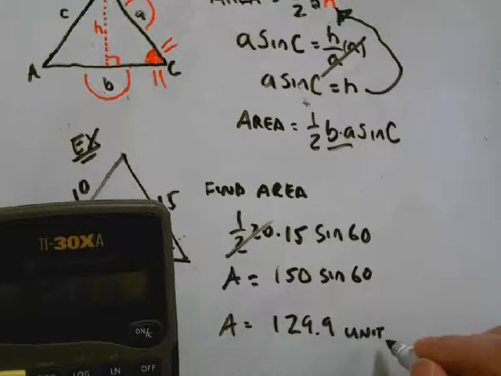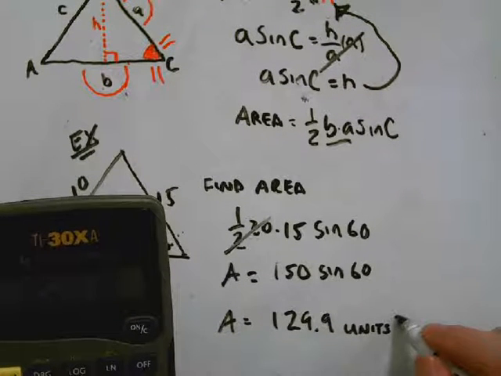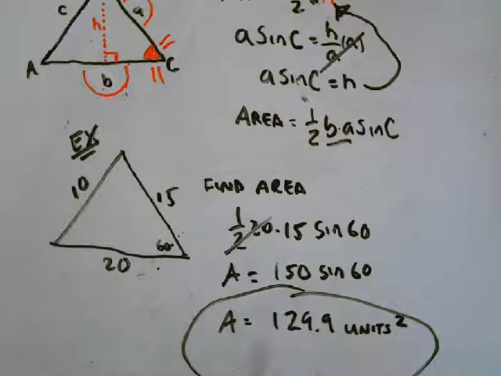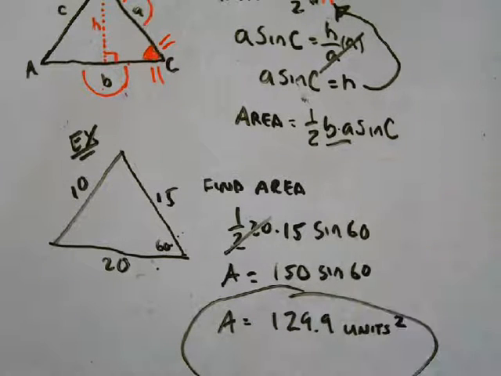And that's really all there is to it, to use the law of sines for a new area formula. That'll help you anytime you need to get an area of a triangle where you do not have the height. So I hope that helps.